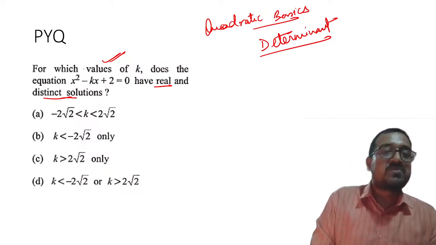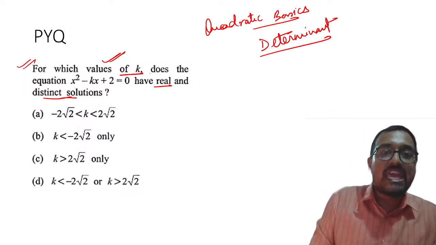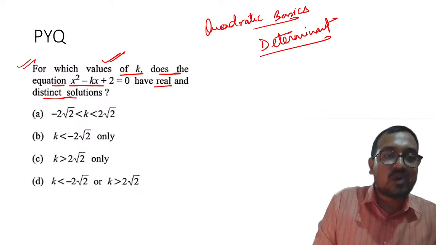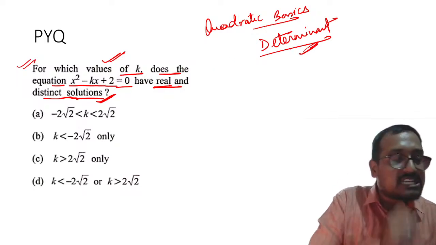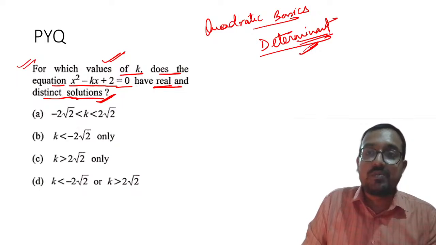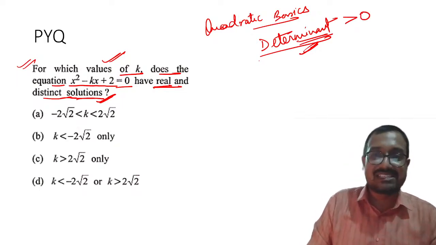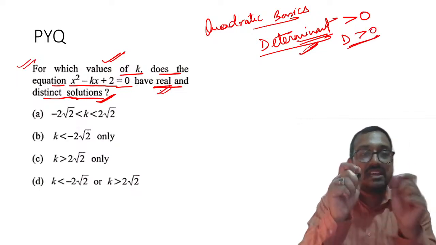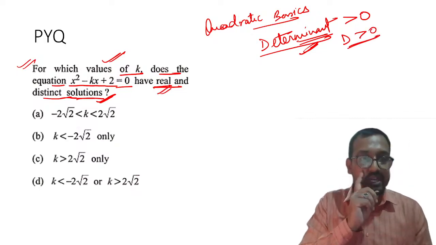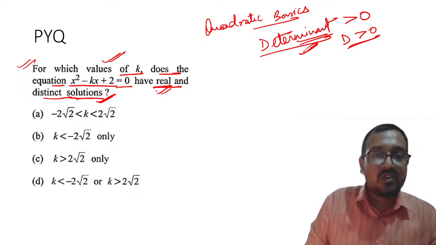Okay. Now my dear students, if you remember, for which value of k does the equation x square minus kx plus 2 is equal to 0 have real distinct solution? So can you all remember what was the condition of determinant for real and distinct solution? Determinant should be, tell me quickly, greater than 0. Yes, D should be greater than 0. If it will be equal, you will get real but single solution, right? Not distinct solution, right? So please remember this thing.